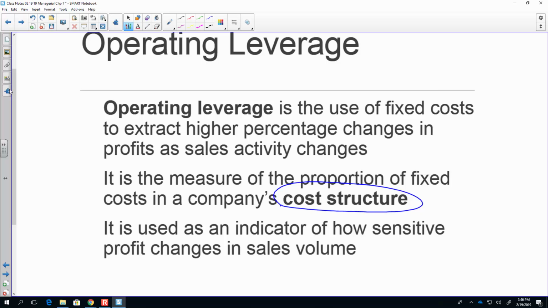Nope. 361, 362. Now I'm going to have to look because I don't have it in my notes. 361. 361? Mm-hmm. Yes, thank you. Please understand what cost structure is, guys.